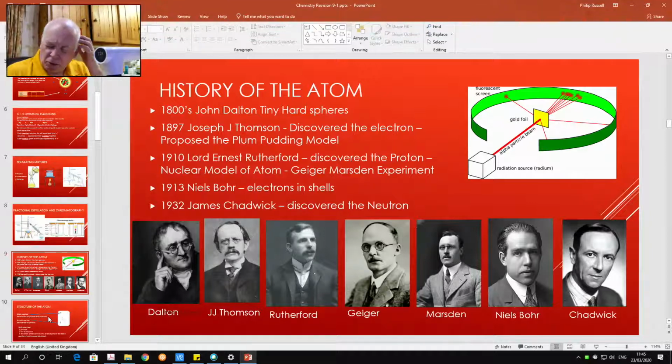And this caused quite a few problems because now they knew that atoms were neutrally charged, and he had just discovered a negative part of this atom. So he proposed that the atom is going to look like, he described it as, a plum pudding.